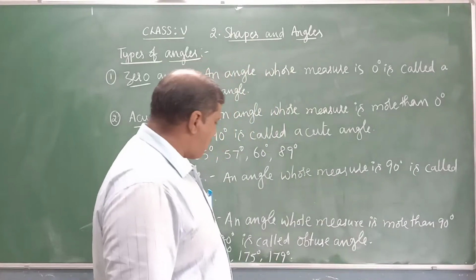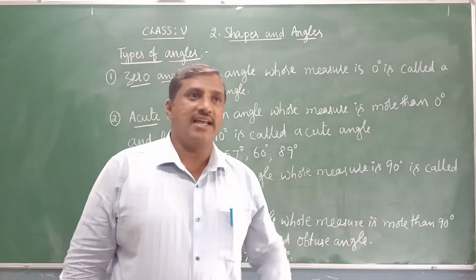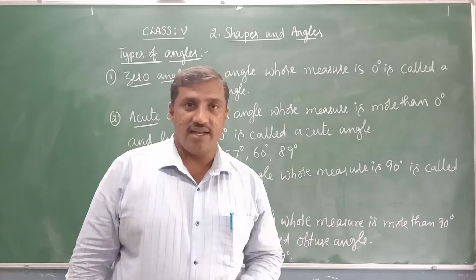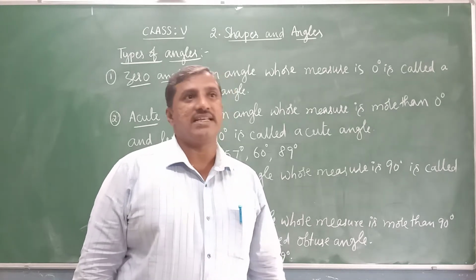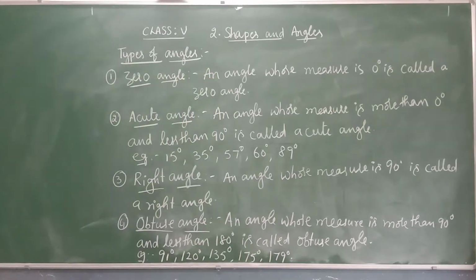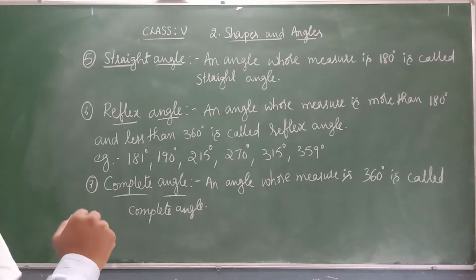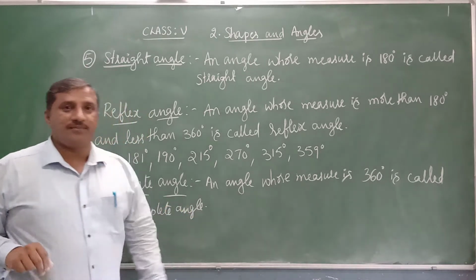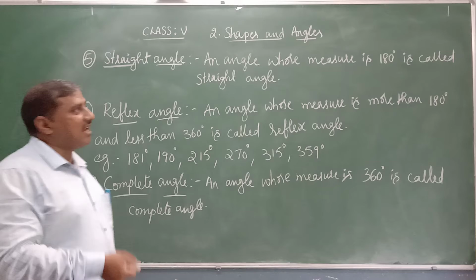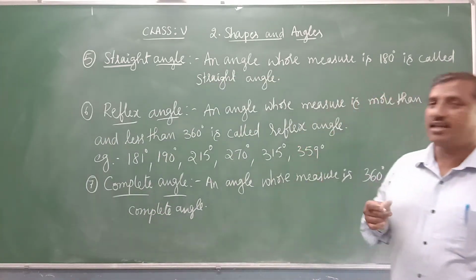Now what do we call an angle which is equal to 180 degrees? Yes, it is a straight angle. We'll see what a straight angle is. Now, straight angle. What is a straight angle? An angle whose measure is 180 degrees is called a straight angle.